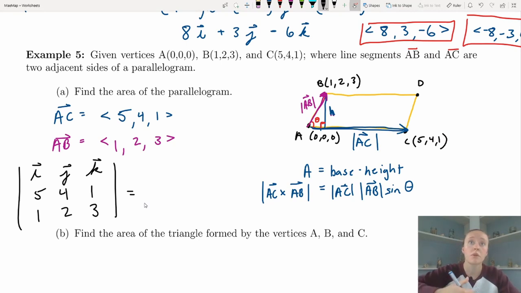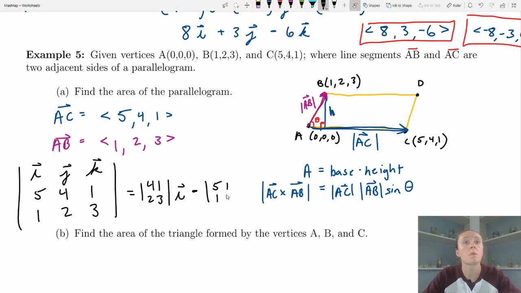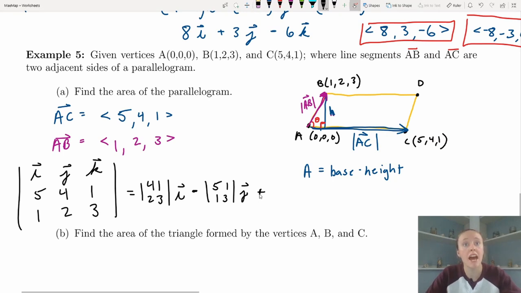AC crossed with AB. Covering up that first column, I'll have 4, 1, 2, 3, I, and then I'm going to be subtracting, covering up that second column, 5, 1, 1, 3, and that's J. Remember, our area of our parallelogram is the magnitude of vector AC cross with vector AB. So then I'm going to add, covering up that third column, 5, 4, 1, 2 times vector K.